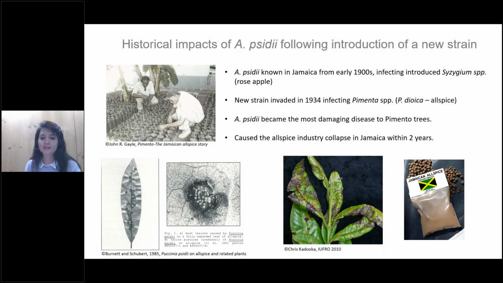The problems really started when a second strain of Myrtle Rust was introduced in 1934, and this strain was seriously infecting the Pimenta species, in particular the species cultivated for the allspice industry. And within just a couple of years following the introduction of this new strain, the whole production of allspice collapsed.